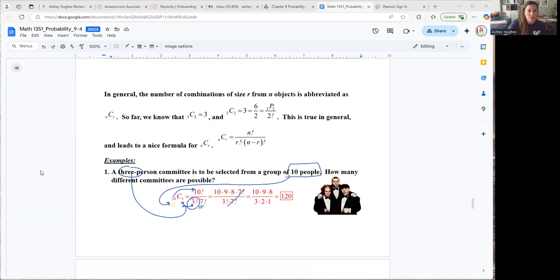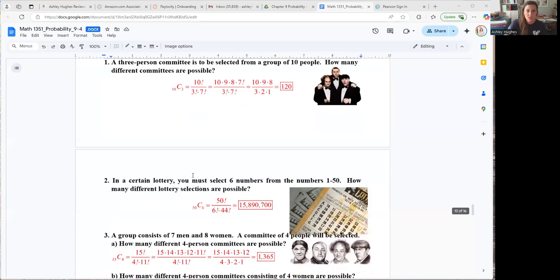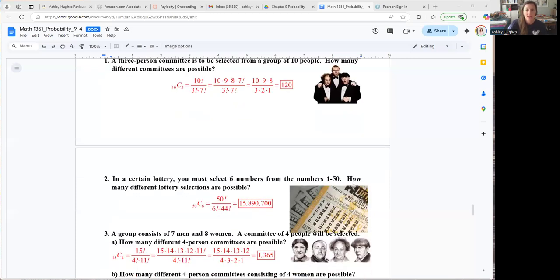In a certain lottery, you must choose 6 numbers from 1 through 50. So how many choices are there? 50, you have to choose 6. It does not matter what order you pick the numbers in. So you put the big number on top, the small number on bottom, and the difference, and then you do the factorial.